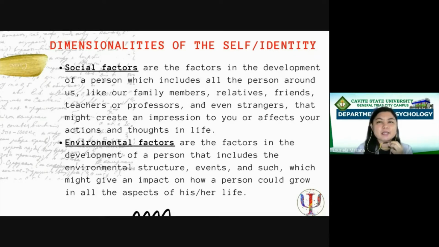Environmental factors naman, these are the factors that include the environmental structure, events, which might give an impact on how a person could grow in all aspects of his or her life. Meron tayong mga inanimate objects around us. We have the plants, we have the animals, which may also have an effect dun sa ating sarili. Sa pag-mold natin kung sino ba tayo. Di ba merong mga tao na mahilig sa halaman, mahilig sa pets. So merong identity na tinuturo yung mga environmental factors na nakapaligid sa kanya.